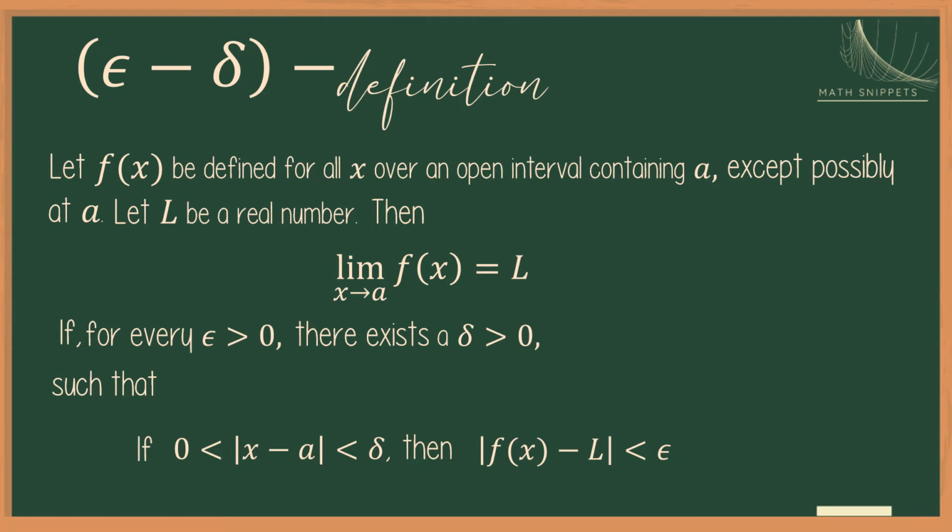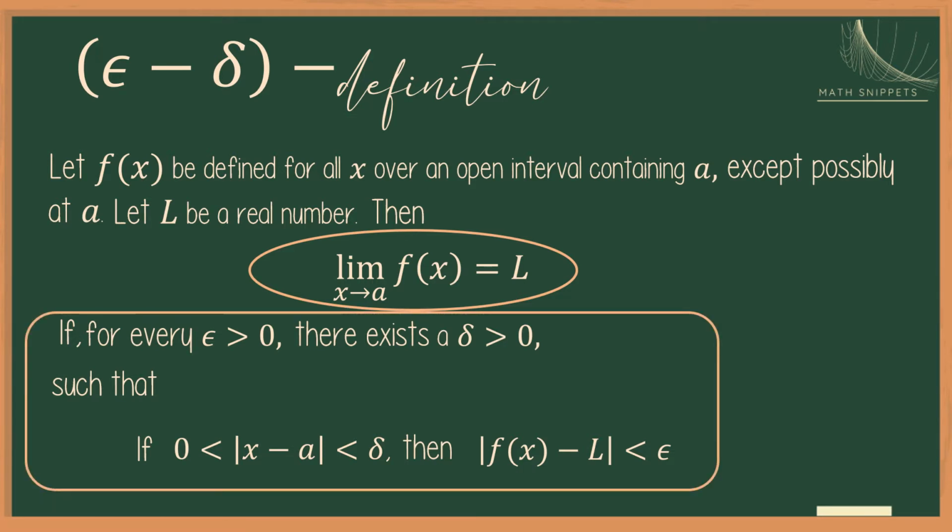It just says that the limit of f of x as x approaches a is equal to L if this condition is satisfied. So what does this condition mean? This condition just tells us that for any value of epsilon that we pick, for any epsilon greater than 0, it's arbitrary, so we can pick any value. If we are able to find a delta greater than 0 such that this condition is satisfied, then this is true.